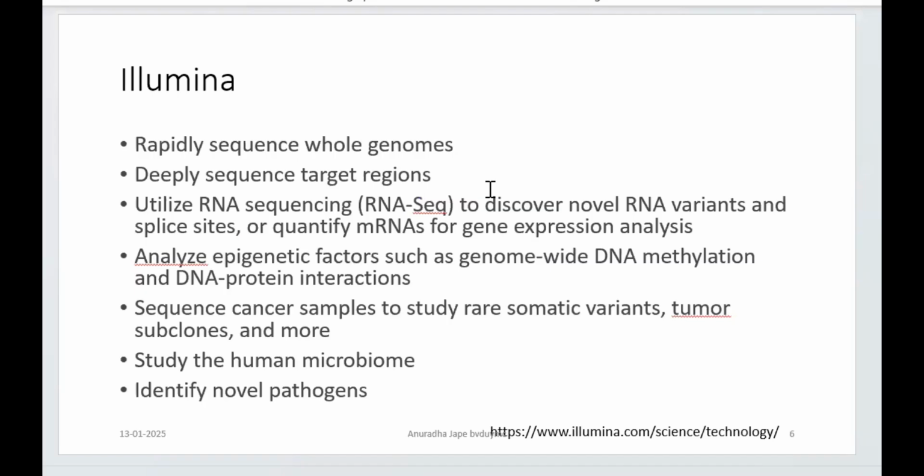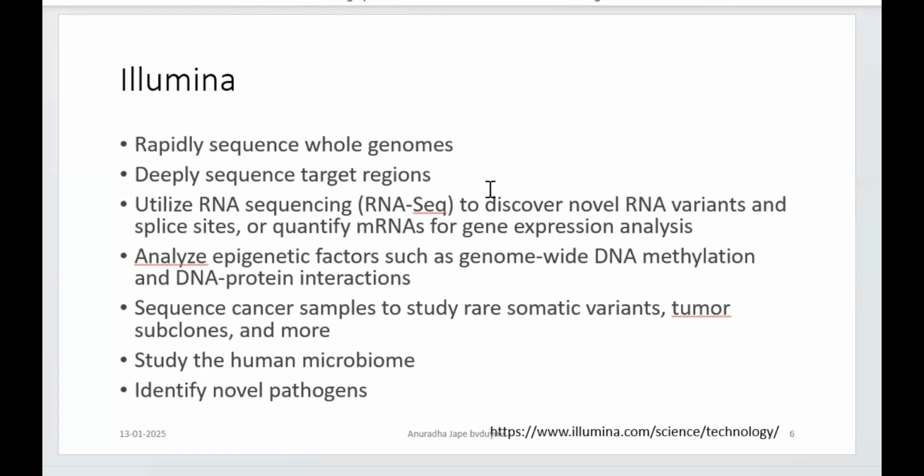deeply sequence target regions, right? Then utilize RNA sequencing. So a modified version of it is RNA-seq. So you can find out the RNA variants, then the splicing sites, and quantify mRNA for gene expression analysis. So how many copies of that mRNA are produced from the expression of a particular gene. So the degree of expression of a particular mRNA can be quantified.